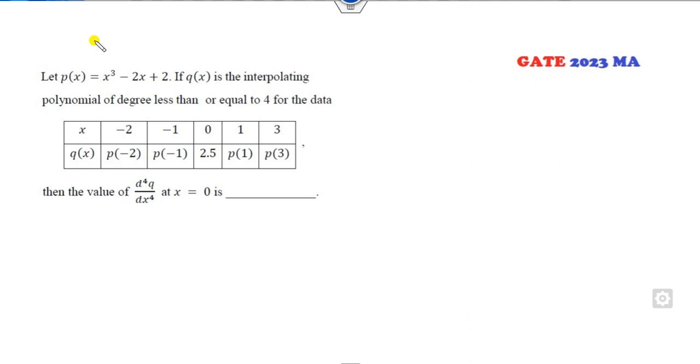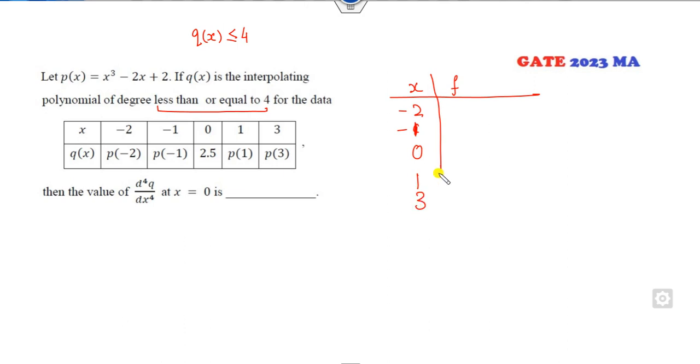Okay, look at this another one. This is a GATE 2023. Px is my polynomial. Qx is my interpolating polynomial of degree less than or equal to 4. So your target is to make this as here. Fine. Minus 2, minus 1, 0, 1, 3. And fx will be p of minus.